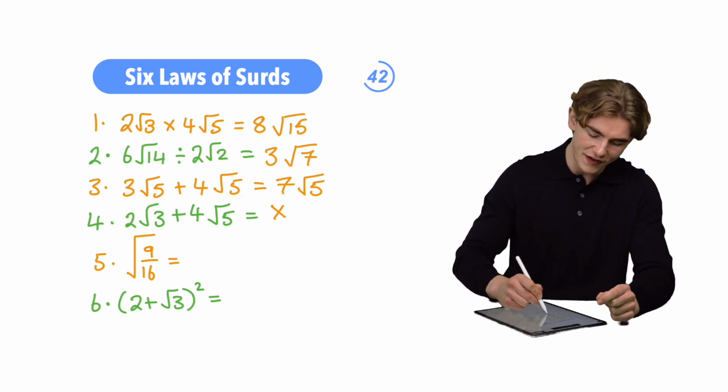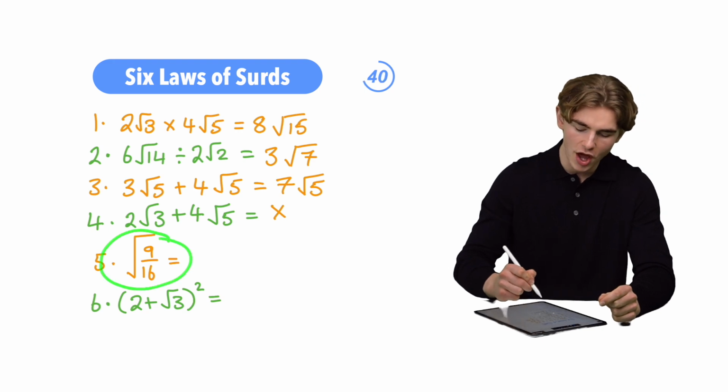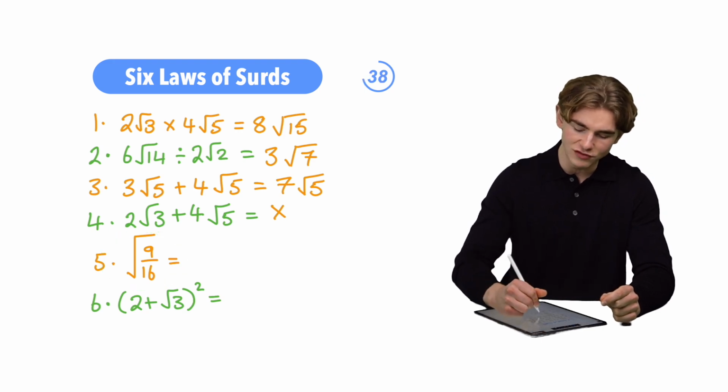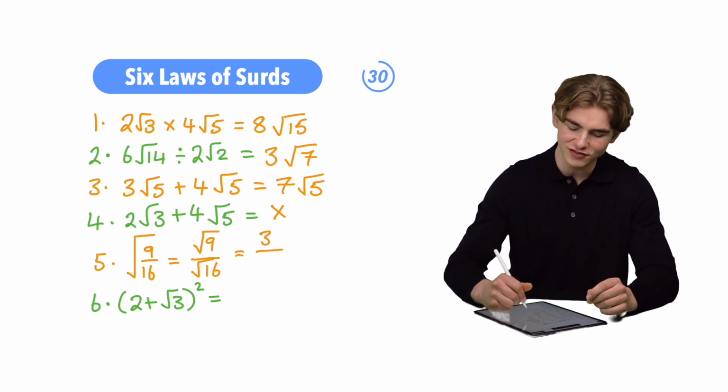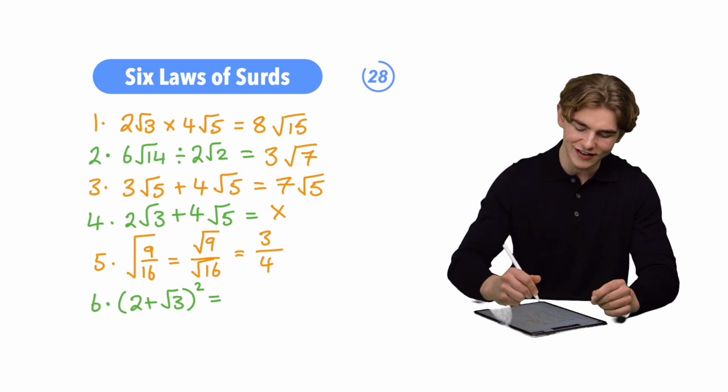What about number 5 then, which involves taking the square root of a fraction? What we're going to do is separate this, taking the square root of the numerator and the square root of the denominator separately. The square root of 9 we know is going to be 3, and the square root of 16, guys, we know that's going to be 4, so we can write this as 3 over 4.